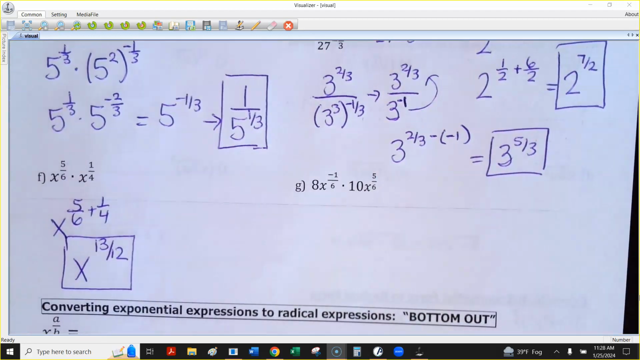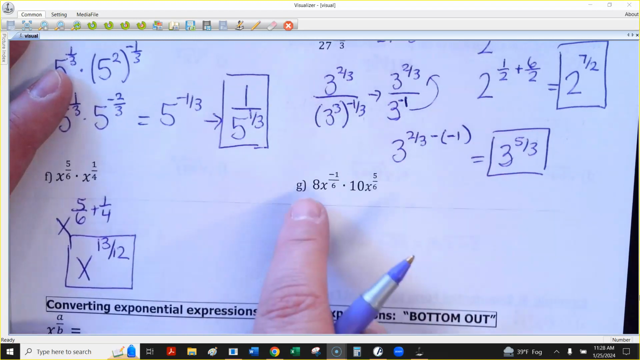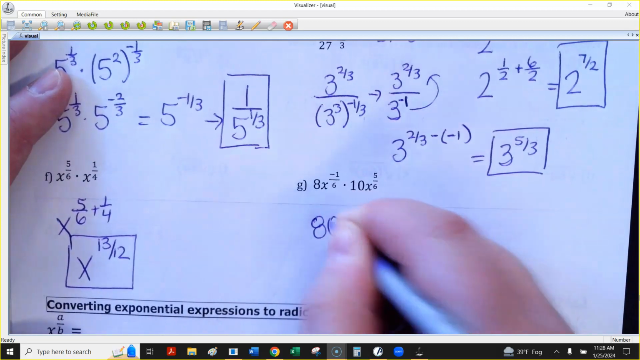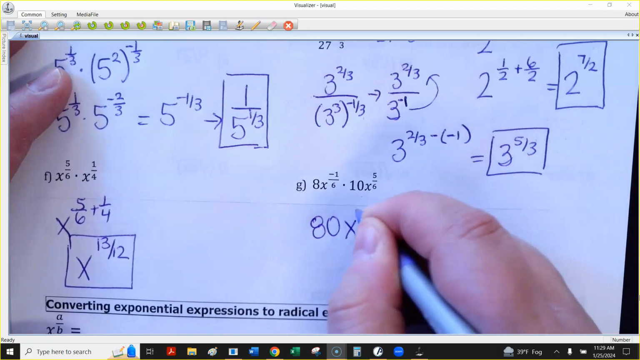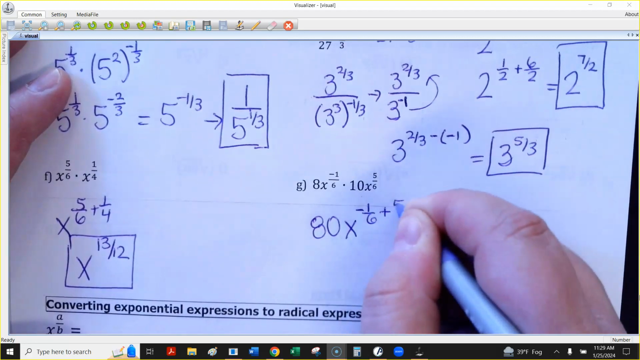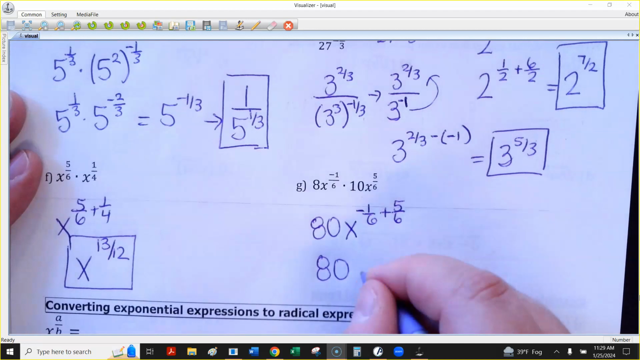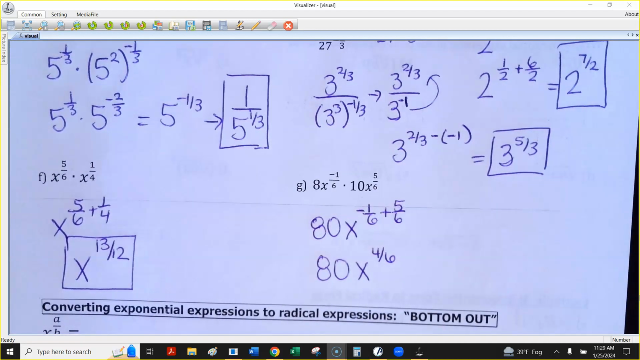All right, now I have one more. This one's a little bit tricky. So when I have just plain numbers involved, I have an 8 and a 10 in front of both of these terms, you actually just go ahead and multiply the 8 and the 10. So this would be 80. And then I'm going to add the exponents on the letters that are the same. In this situation, you'd have negative 1/6 plus 5/6. Now for that guy, that actually already has a common denominator, so that's super nice for us. We don't have to do anything to get a common denominator. This would be 4 over 6. Negative 1 plus 5 would be 4.